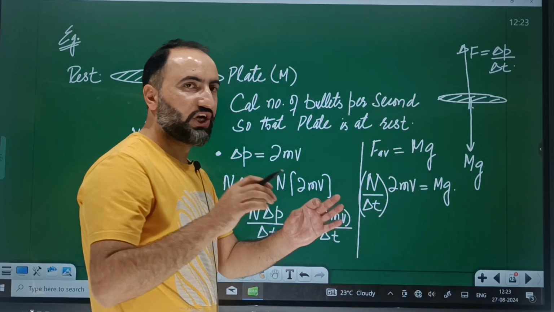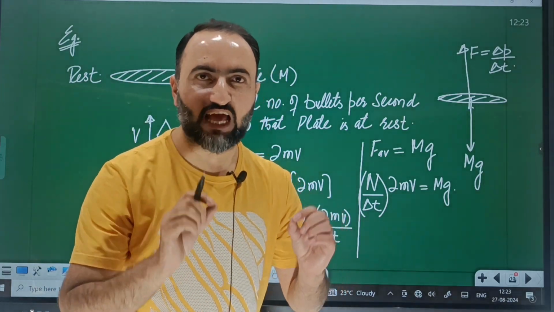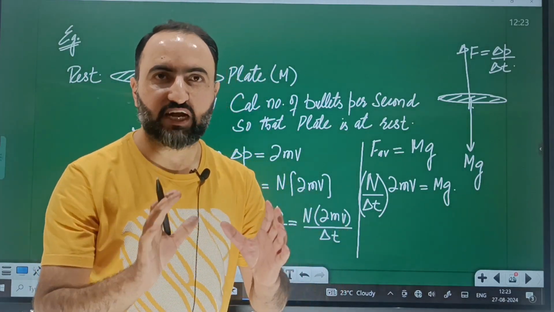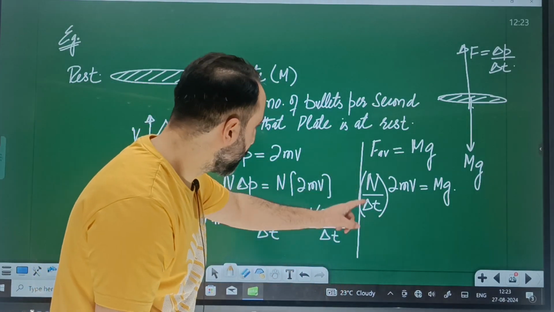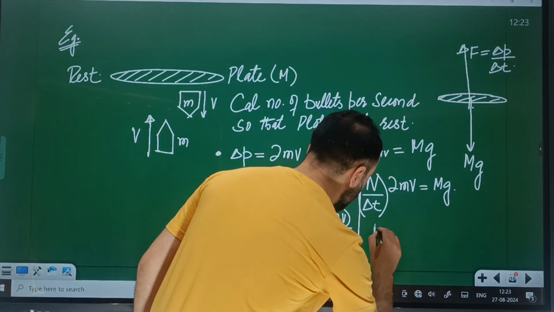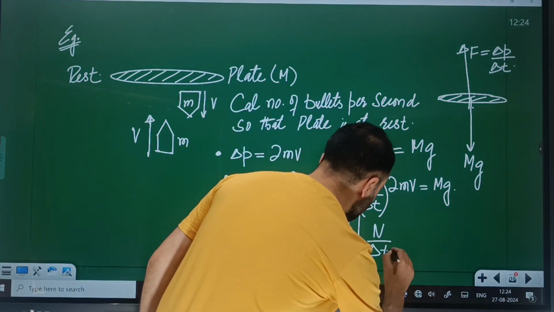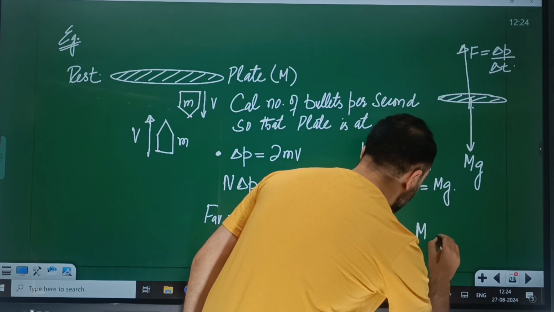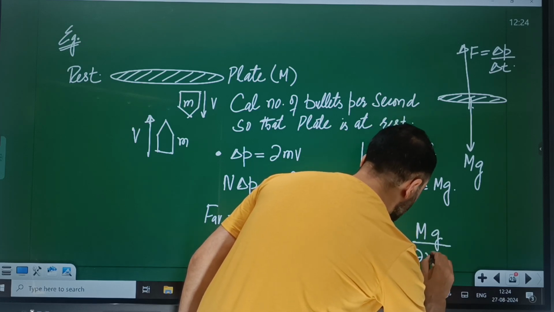Okay, अब क्वेश्चन फिर से देख लो बेटा. क्वेश्चन ये है, calculate the number of bullets that are fired per unit time. So that means you have to calculate n by delta t. So we are done with the problem. N divided by delta t easily comes out to be M into g divided by twice m into v.